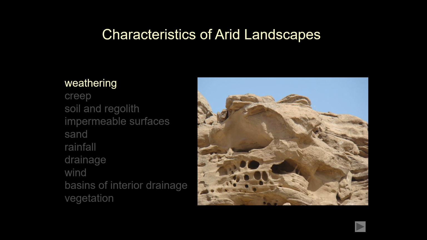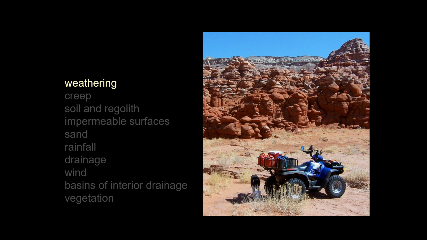Let me walk through just for a moment some characteristics of arid land, some things that we would expect to see in not every arid landscape, but most arid landscapes. And the first of those is weathering. Weathering is particularly dominant in younger deserts that are going through a process of weathering where rock is broken up. We can see here, this is a view from Utah.